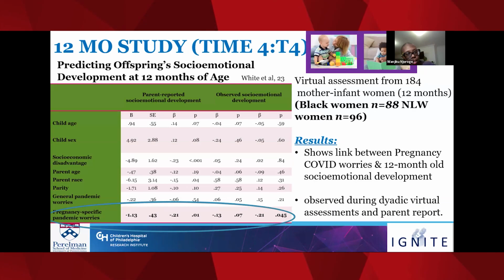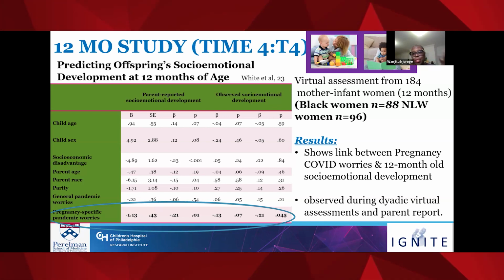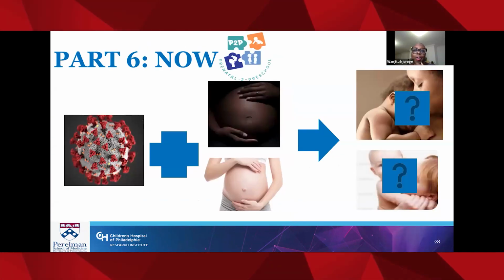We then did a 12-month study at time 4, where we are continuing to follow these moms, and now they're little 12-monthers. And we saw again these continued concerns around COVID worries and how that impacted their babies at this point, their baby social development. And that leads to where we are now.